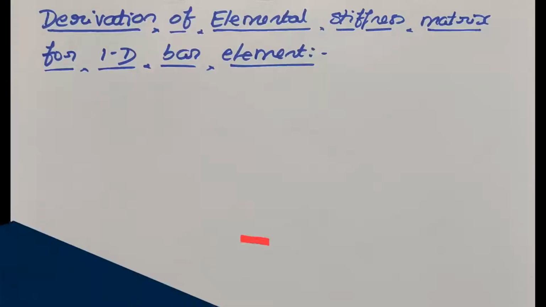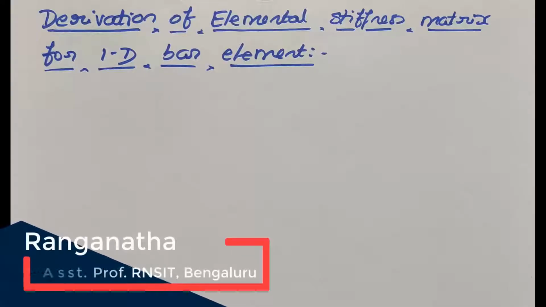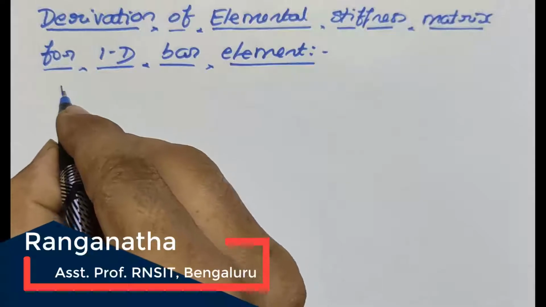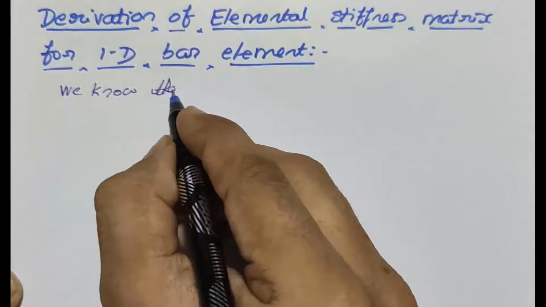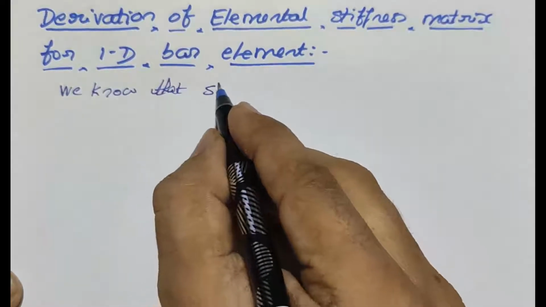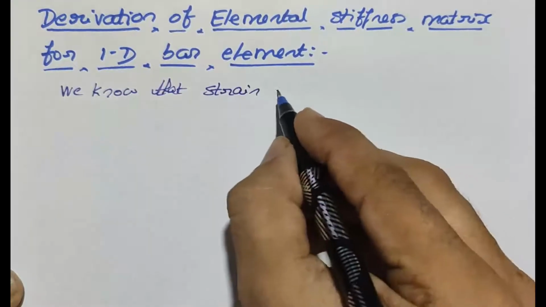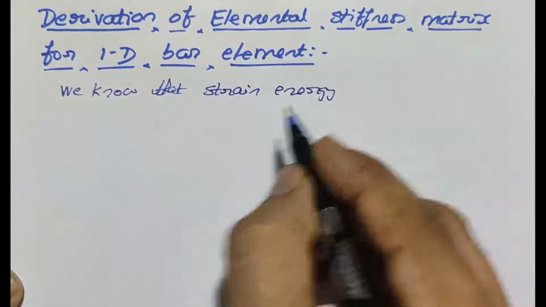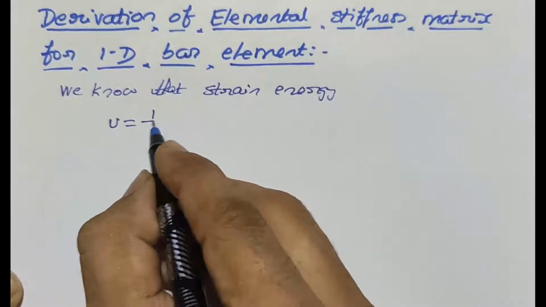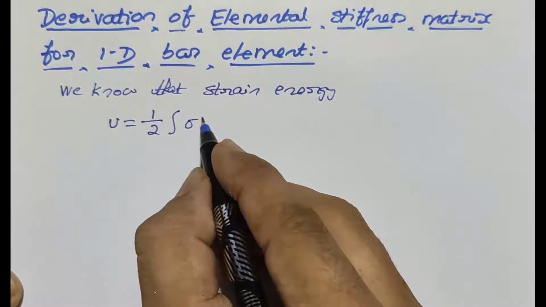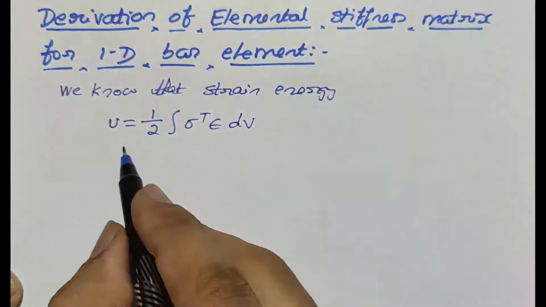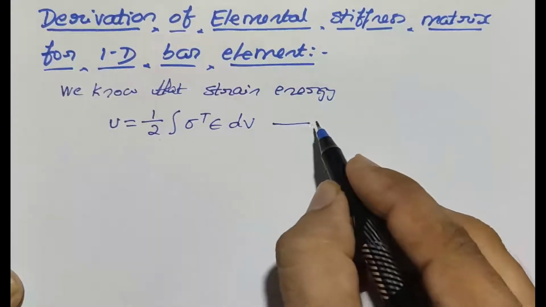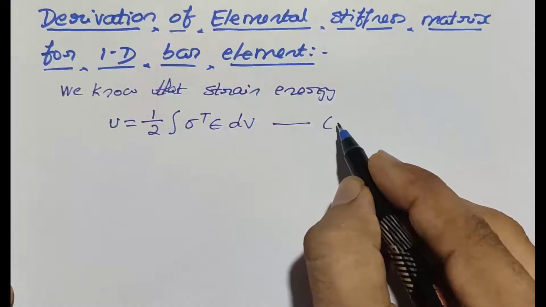Today we will derive the equation for elemental stiffness matrix for 1D bar element. See, we know that strain energy U is equal to half integration sigma transpose epsilon dV. This is the equation for strain energy. I will take it as equation number 1.